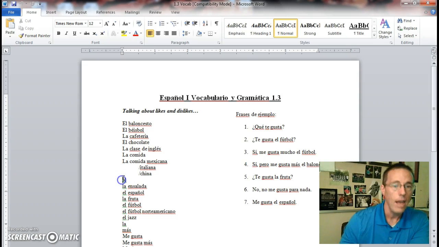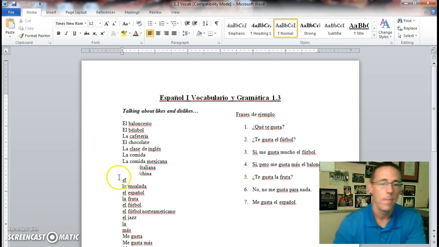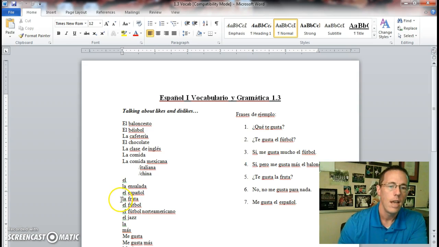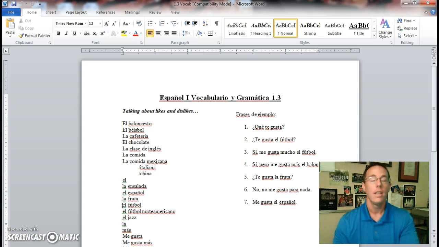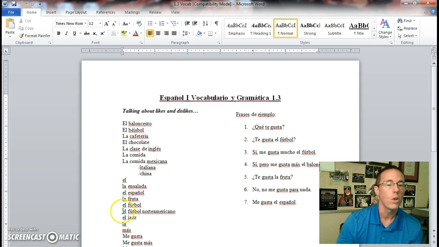Moving on. El is the. It's the masculine form of the. La ensalada is salad. El español is Spanish. La fruta, fruit. El fútbol is soccer, not football. It's a false cognate. In most of the world, el fútbol refers to what we call soccer. Fútbol norteamericano is American football or North American football, what we would just call football here in the U.S., or at least in most parts of the U.S. El jazz is jazz, a type of music.